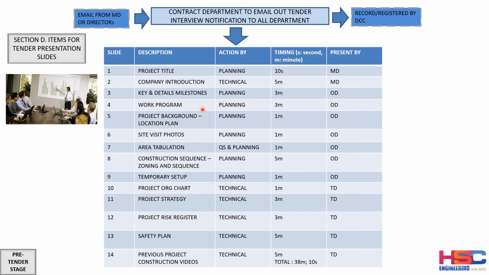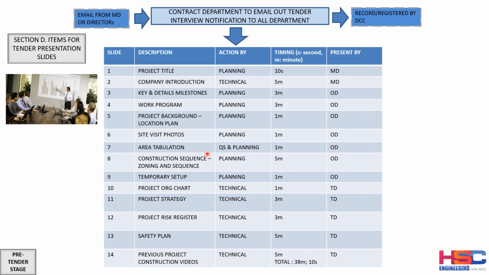And the work program will be prepared by the planning department and need to be presented for 3 minutes by the operation director. And the project background location plan also can be included, which only take 1 minute, along with the site visit photos. It's good to show the site visit photos to demonstrate to the client that the contractor understand the project well and have done his own site visit. And the operation director also will present this.